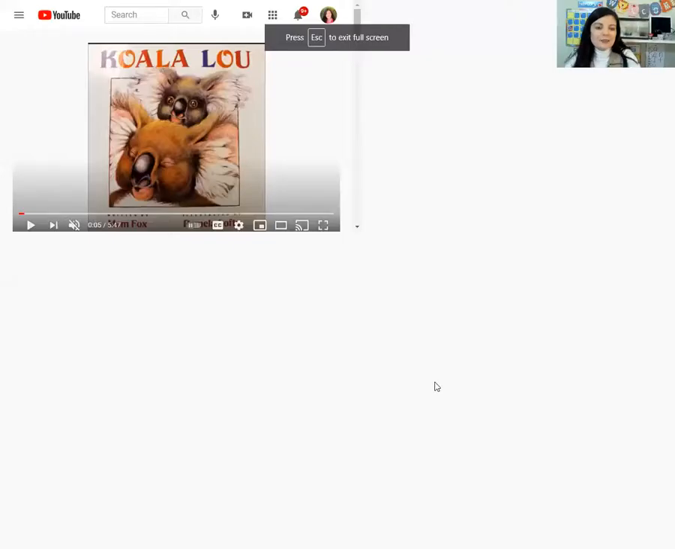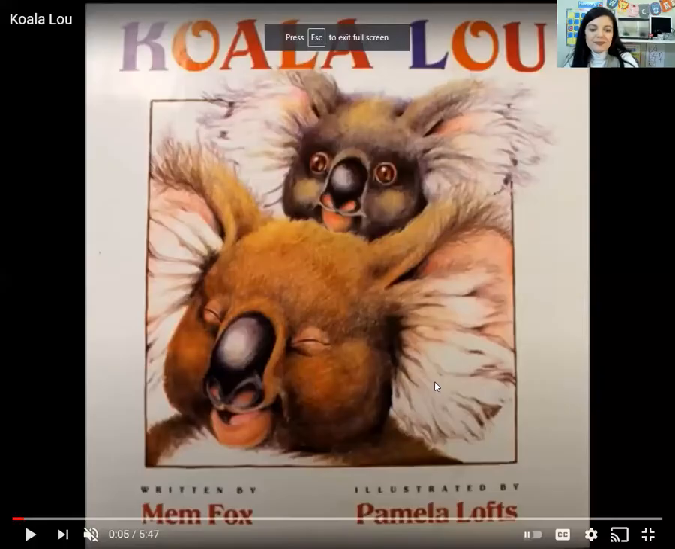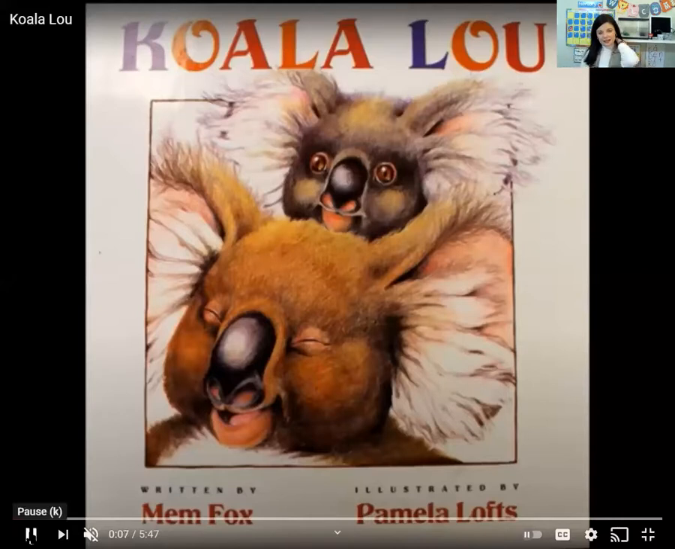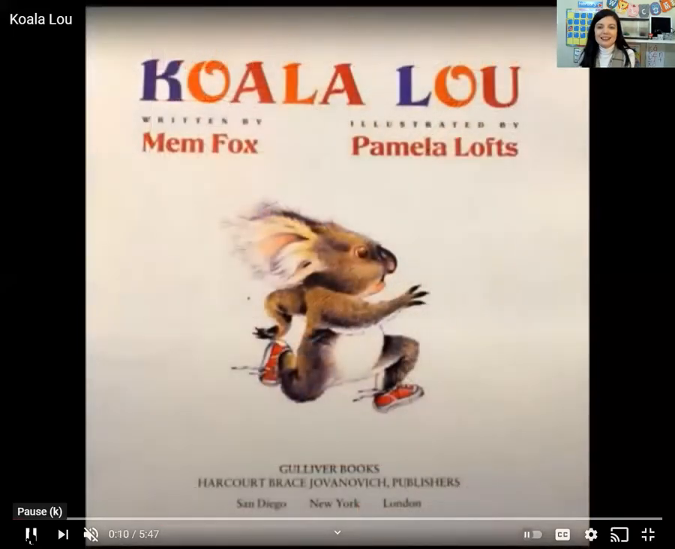Okay, now I have a special story that I'd like to read to you, and the story is called Koala Lou. So let's read that together. Koala Lou is a book by Mem Fox. Koala Lou.